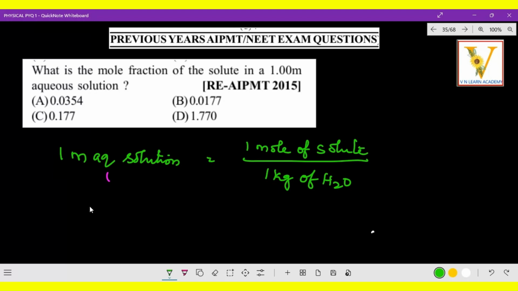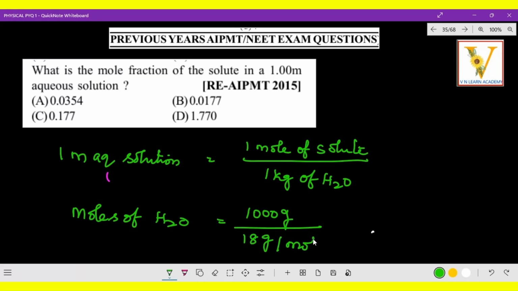Okay. Now moles of water. How do we identify moles of water? That is 1000 gram divided by 18 gram per mole. See, 1 kg of water is the solvent. It is given mass by molecular mass, so in that way we can find it. So here, what is the value? You are getting approximately 55.56 mole. We got it.